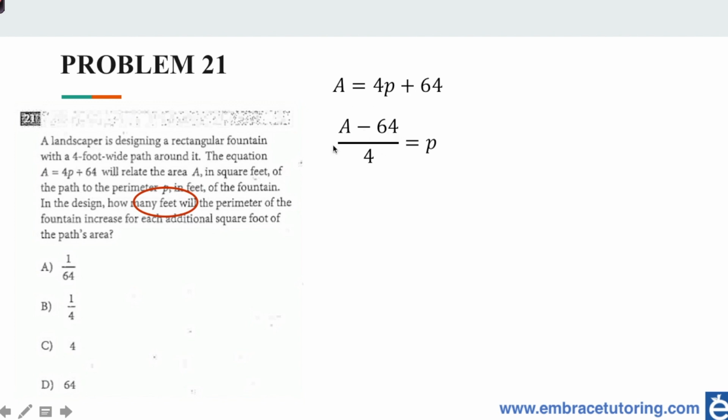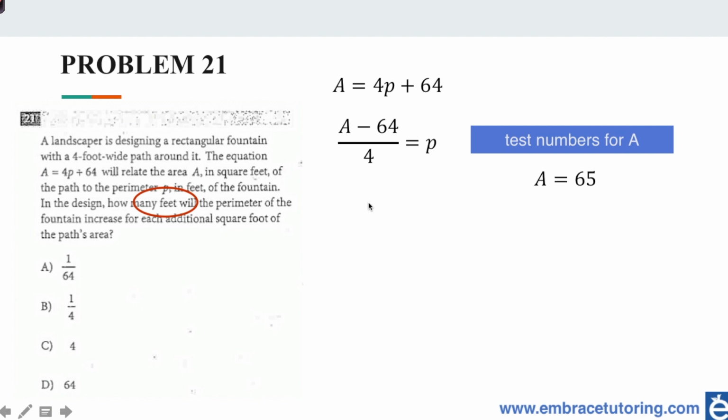Now what I'm going to do is choose two values when I'm testing the numbers for A. It says how many feet will the perimeter of the fountain increase for each additional square foot of the path's area. So I'm going to choose two positive values when I subtract this out. I'm probably going to choose 65 and 66, for each additional foot. And when I plug these in, I have 65 minus 64 over 4, which will then give me 1/4 equals p. I want to figure out what happens to p when I now do A equals 66.